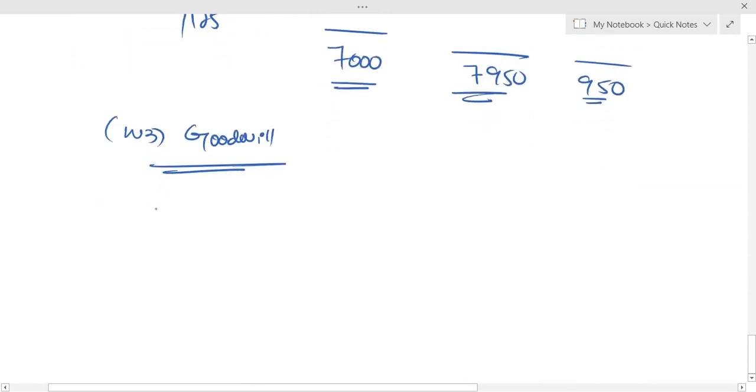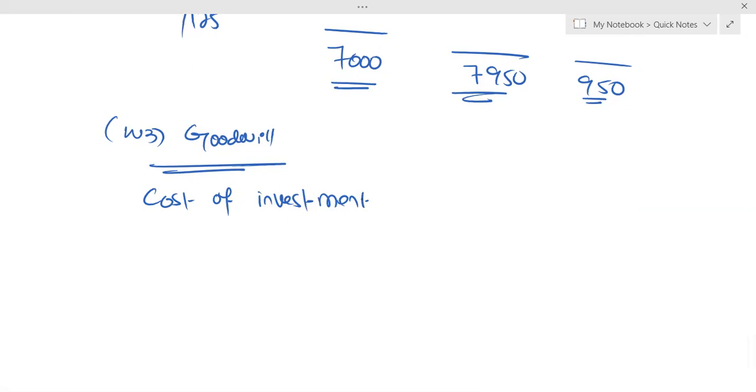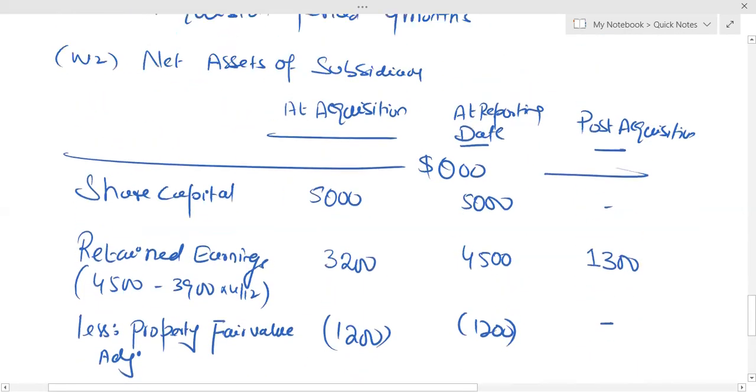Let's take first the cost of investment of the parent. Cost of investment. Parent has issued shares as well as paid the cash. Let's go to the share exchange.